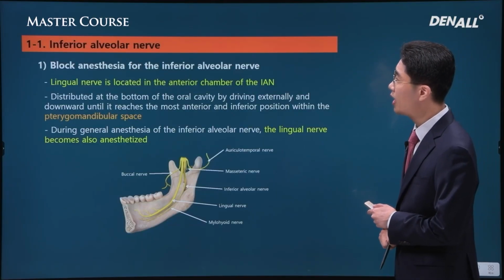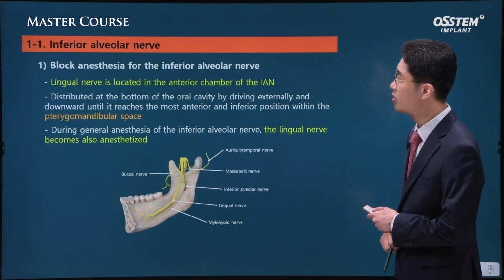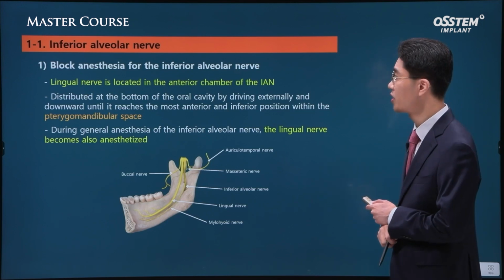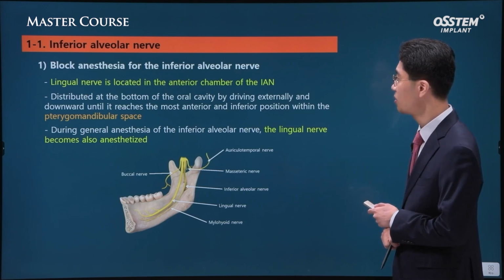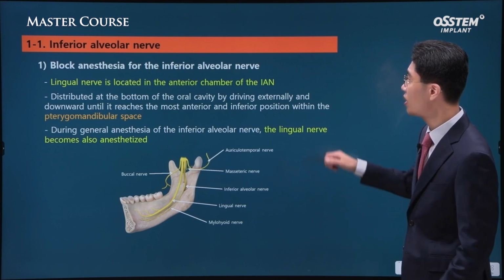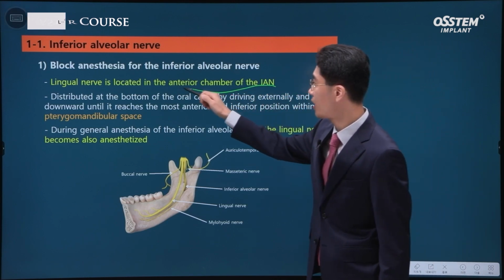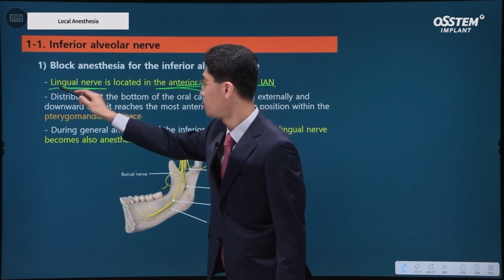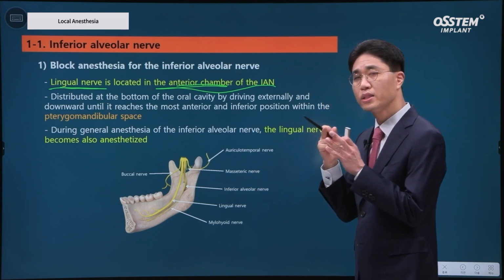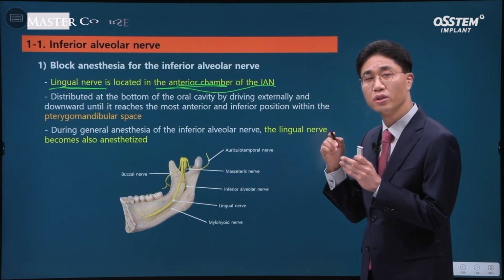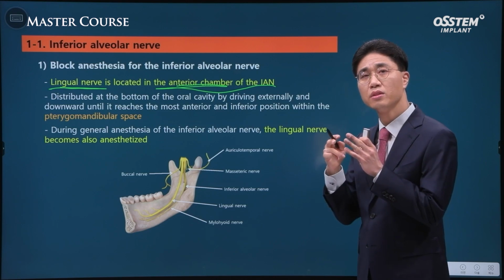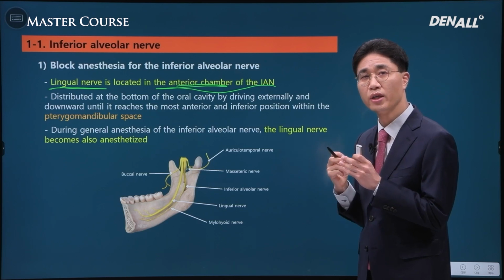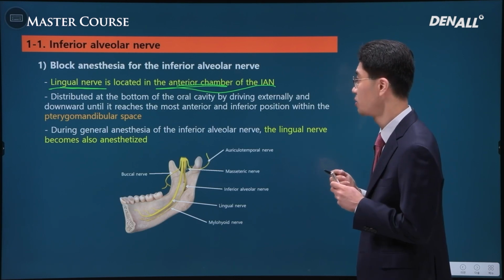The key in the mandibular region is the inferior alveolar nerve. Let's talk about block anesthesia for the inferior alveolar nerve. I've mentioned that in front of the inferior alveolar nerve is the lingual nerve. When we do block anesthesia on the inferior alveolar nerve, because they're in similar positions, anesthesia on the lingual nerve and inferior alveolar nerve can be done at the same time.